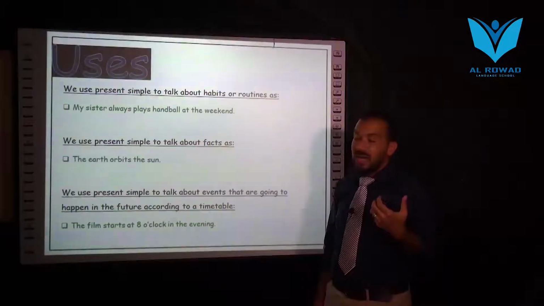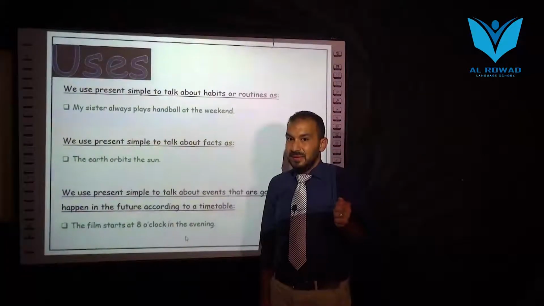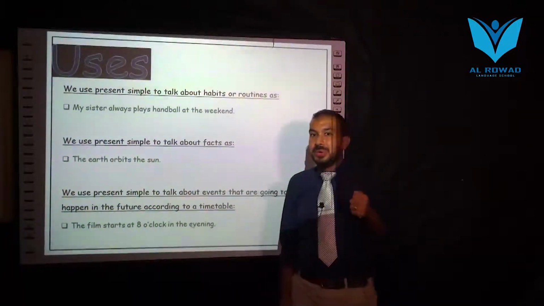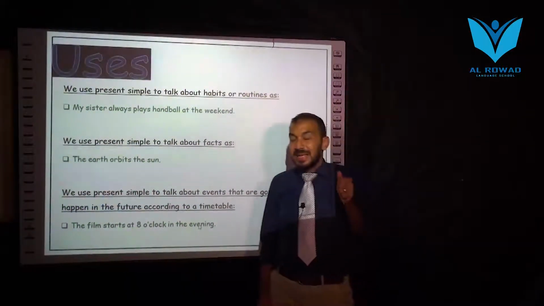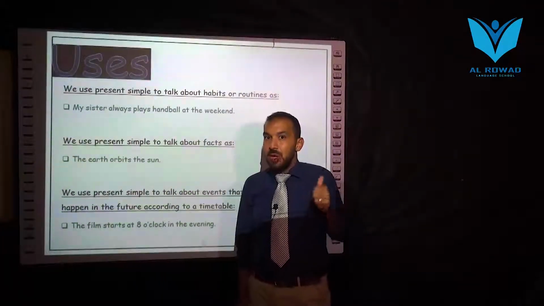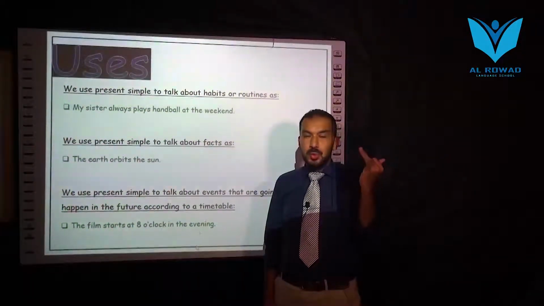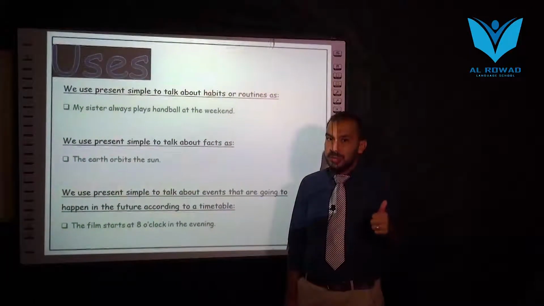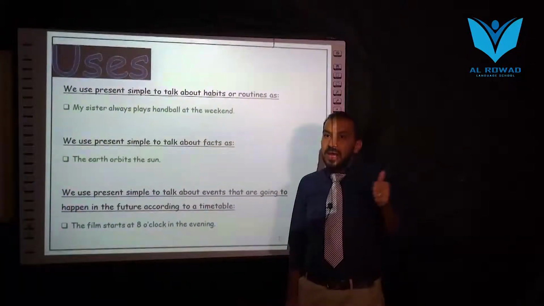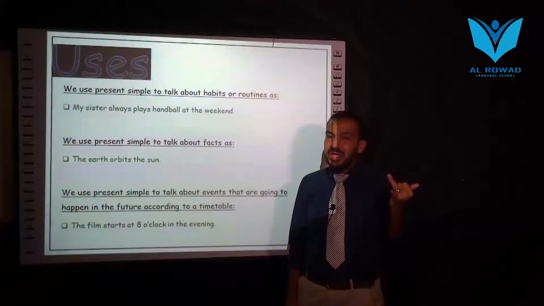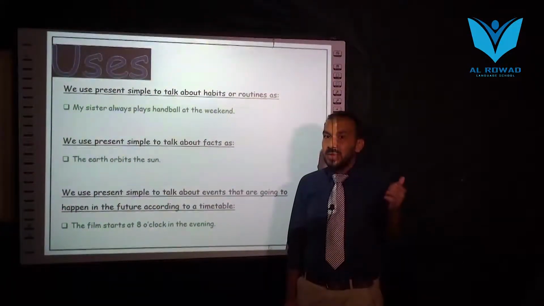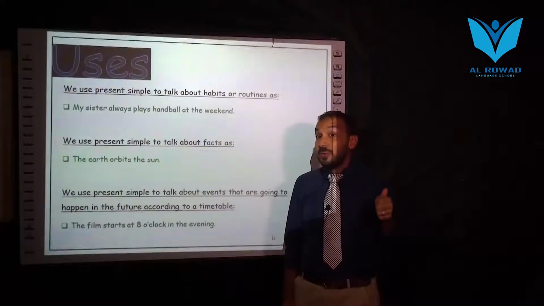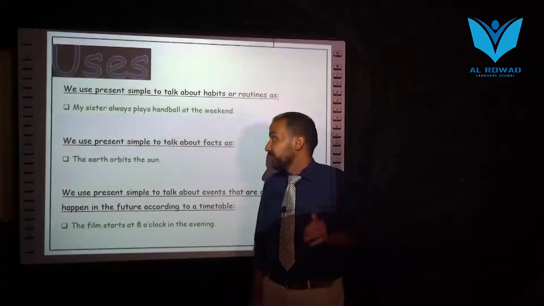So again, to make a negative in the present simple, we use don't or doesn't plus the base form of the verb. When the subject is I, we, they, you, or any plural noun, we use don't plus the base form of the verb. If the subject is he, she, it, or any singular noun, we use doesn't plus the base form of the verb without any additions.